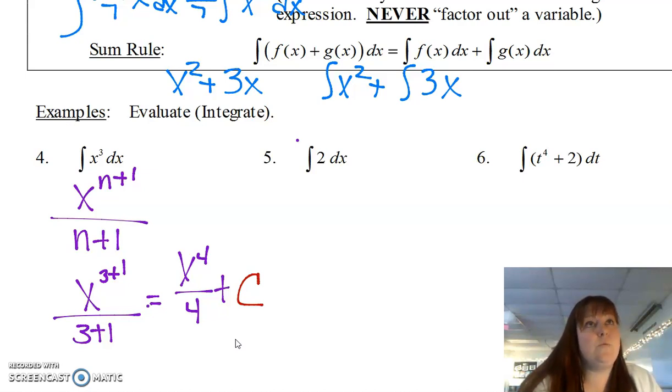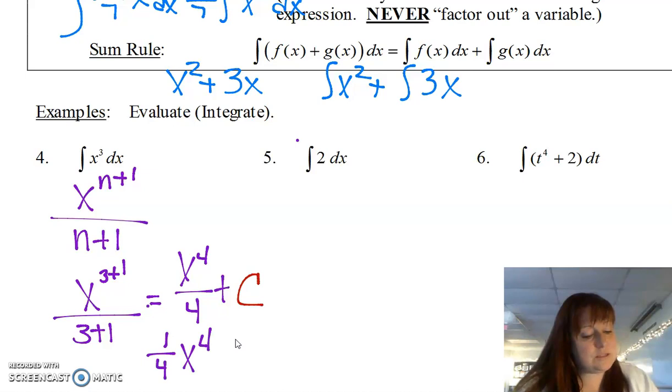You could say, well, let's make sure that's right. That's our function, x to the 4th over 4. Or you could write it as 1/4 x to the 4th plus c. And if we found the derivative of that, what would it equal? Well, we'd take the 4 down, and we'd have 4 times 1/4, which is 1. And then we would subtract 1 from the 4, which is 3. So it really would come out to x cubed.